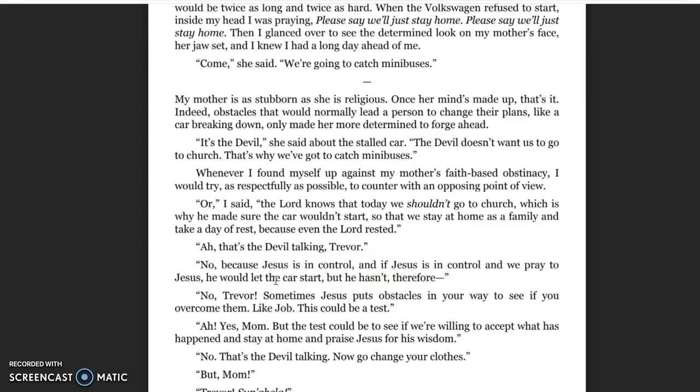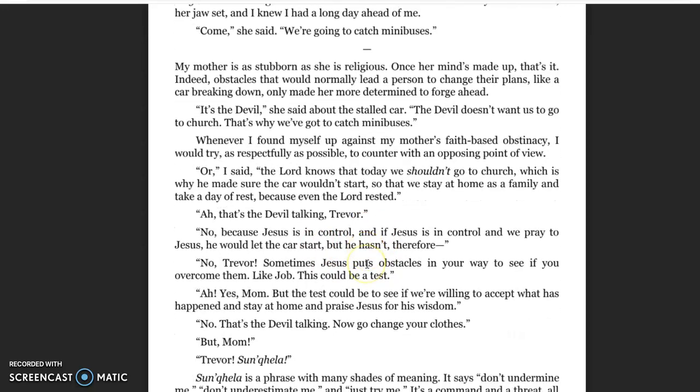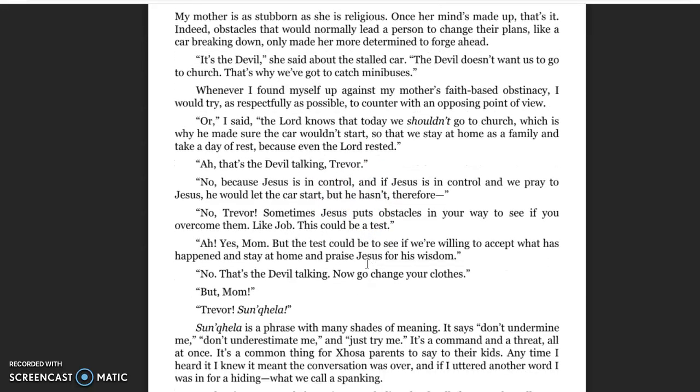Because even the Lord rested. That's the devil talking, Trevor. No, because Jesus is in control. No, Trevor. Sometimes he puts obstacles in our way. So you can see they have different perspectives. He wants to stay home. She thinks this is the devil putting obstacles in our way. So her character is very determined. She's not going to let anything get in her way of going to church.